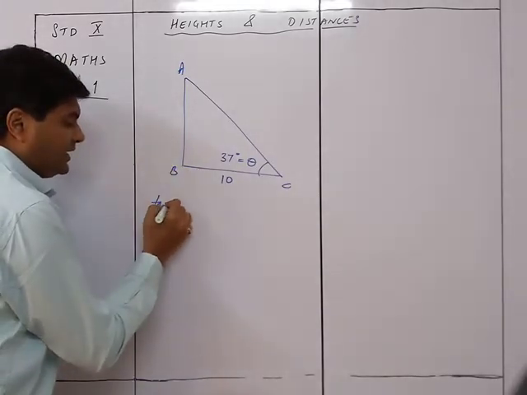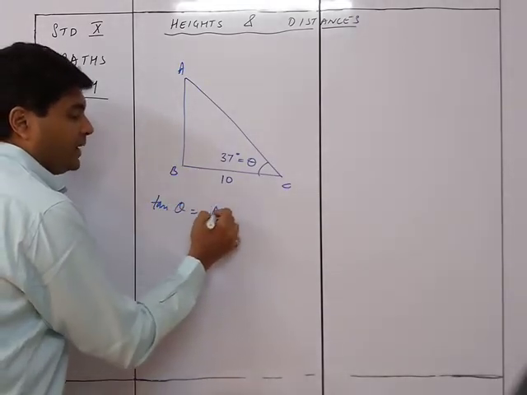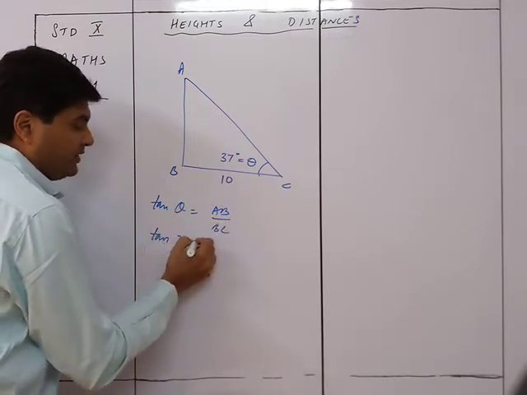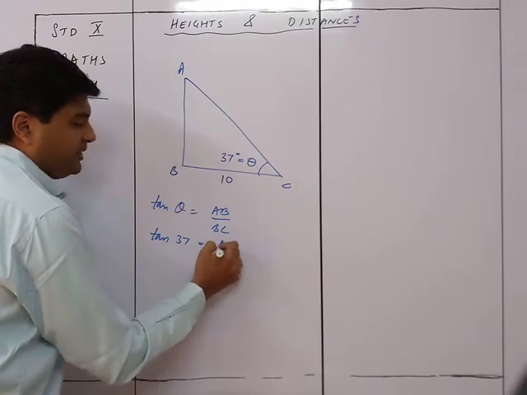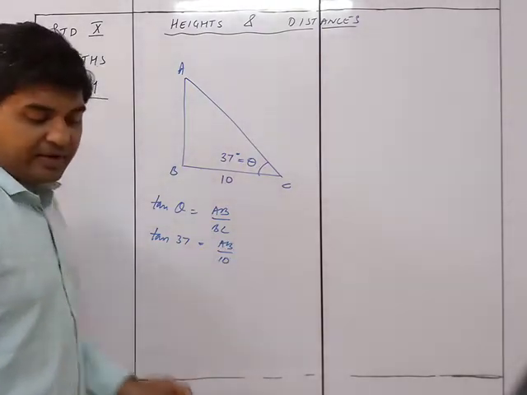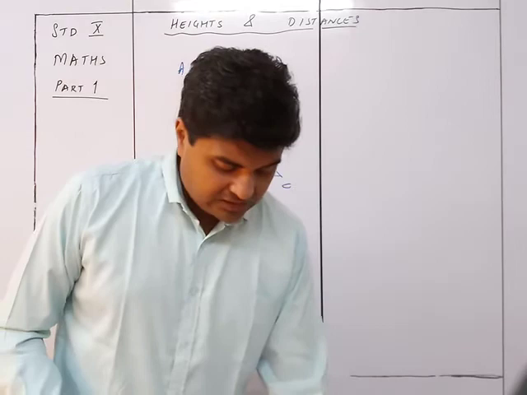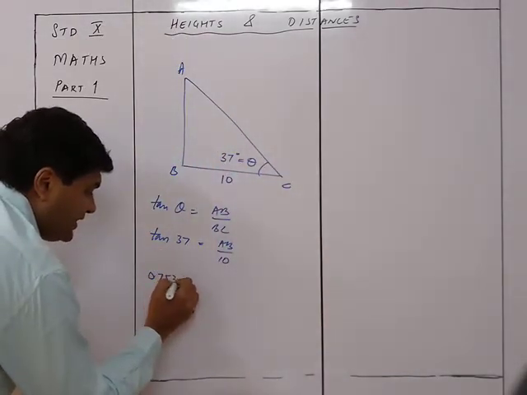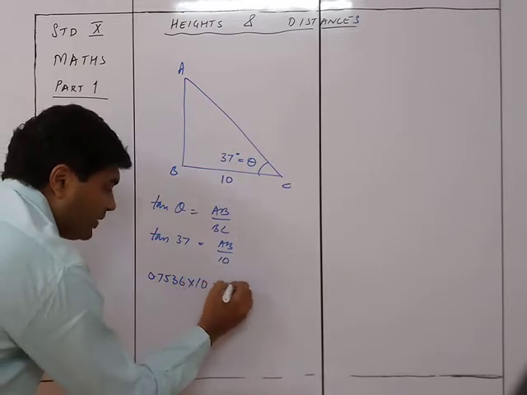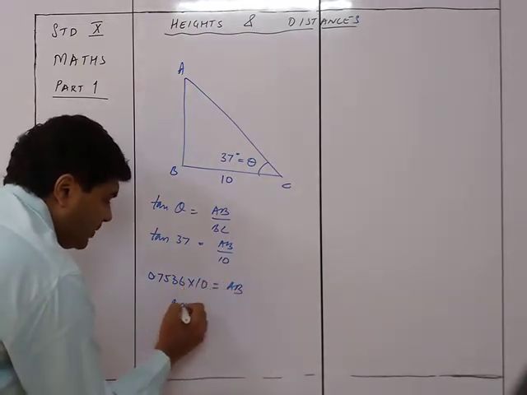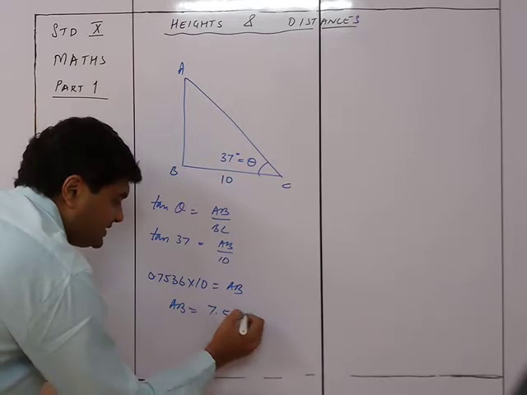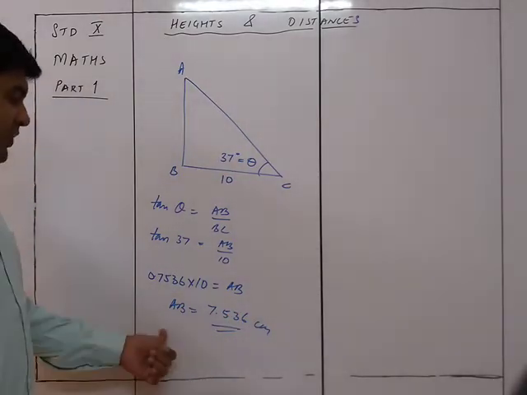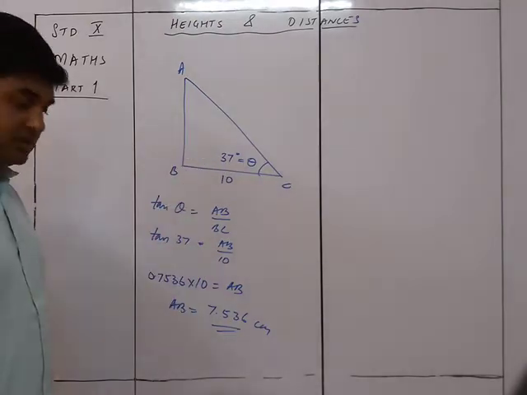So tan theta is going to be AB upon BC. So tan 37 is equal to AB upon BC, which is 10. We get the value of tan 37 from this table as 0.7536. So 0.7536 into 10 is equal to AB. Therefore AB will be equal to 7.536 centimeters. This is how we are going to get the value of things like this.